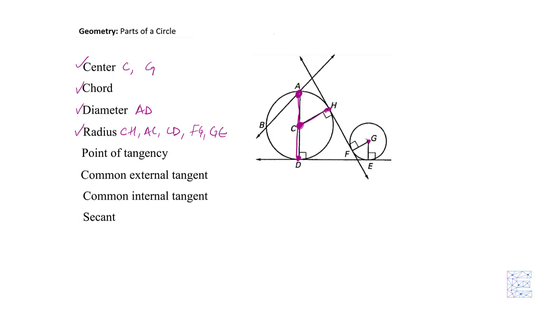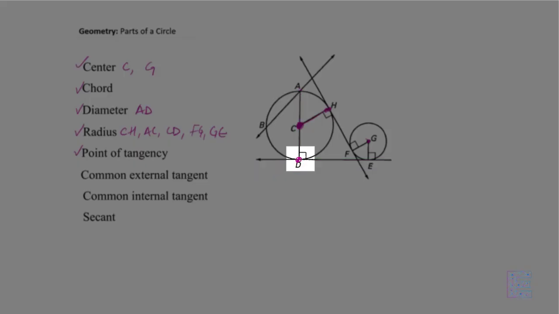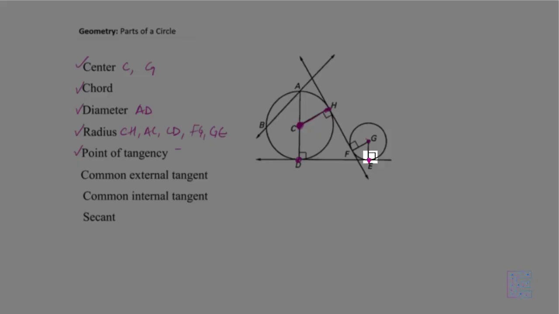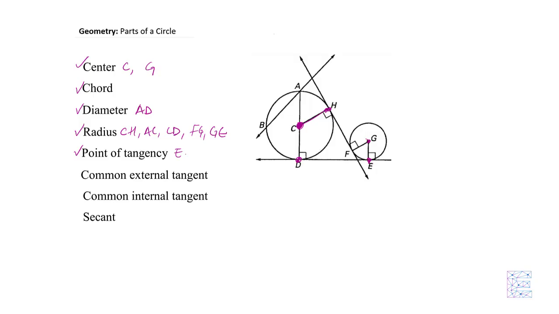Next thing on this list is the point of tangency. The point of tangency is the point where a line touches the circle. The line has to be on the outside. It's an external line. So a point of tangency could be, focusing on this line right here, D is a point of tangency because an external line is touching a circle only at one point. And focusing on this other circle, E would be a point of tangency because it's touching the small circle externally at one point. So D for the big circle, and E for the small circle.